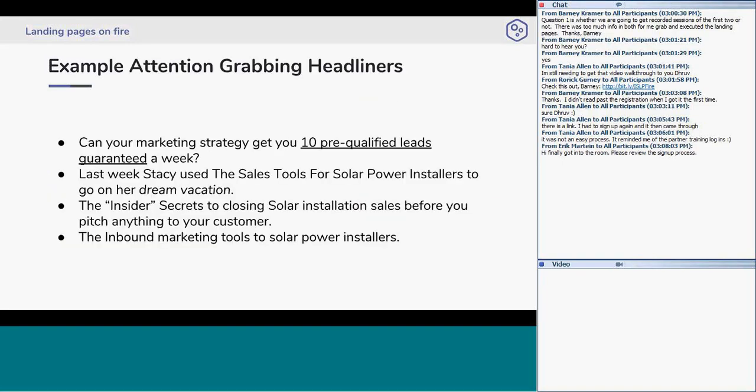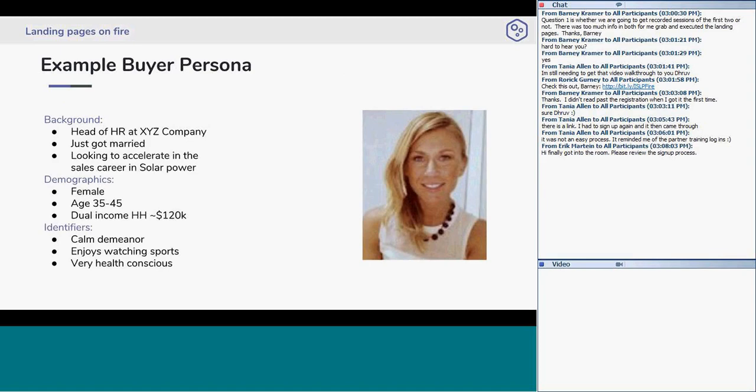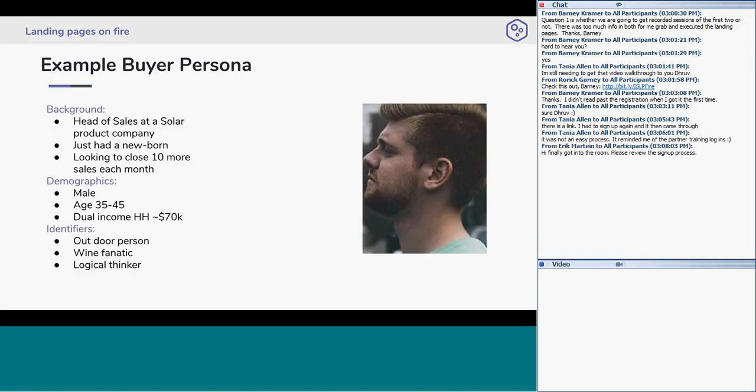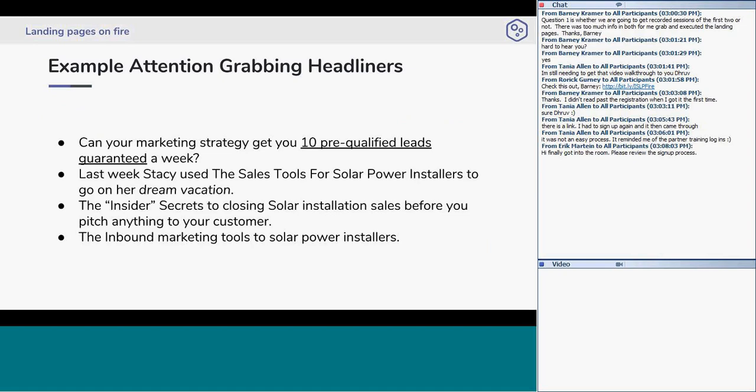So something like that. The next message is, last week Stacy used the sales tools for solar power installers to go on her dream vacation. So again, it's identifying that particular person, and she just got married or something, right? And she loves to do outdoor activities, so chances are that she might love some kind of a dream vacation where she's enjoying her life because she had just got married or something, right? So identifying that and just saying, like, last week Stacy used the sales tool, and I forgot to highlight this, but the sales tools for solar power installers, that's the product, or the headline for the product that Mike is selling, to go on dream vacations, right?